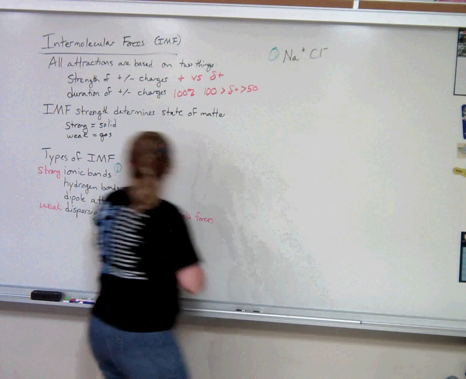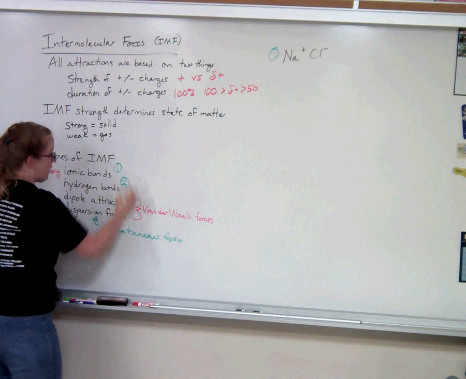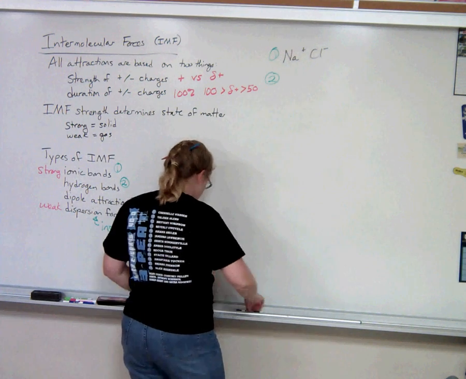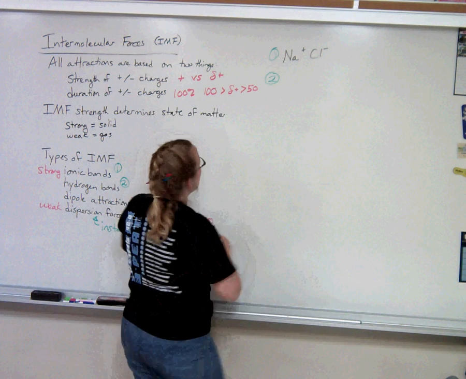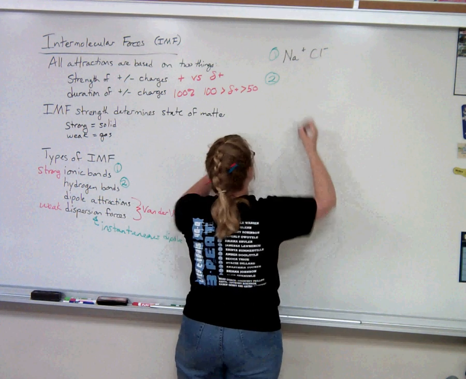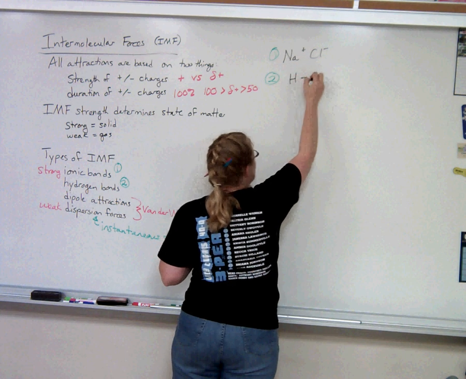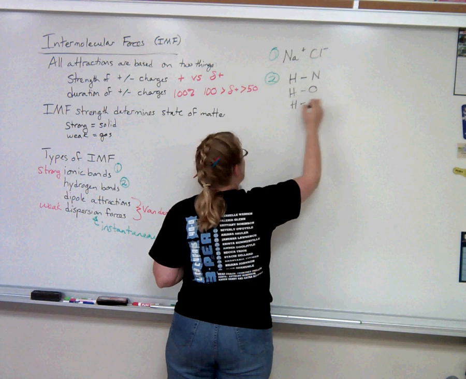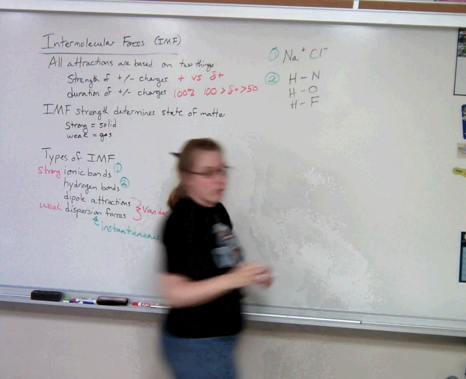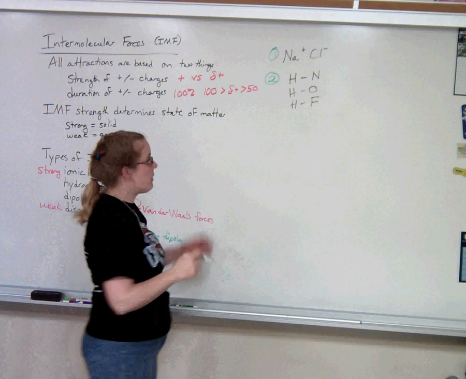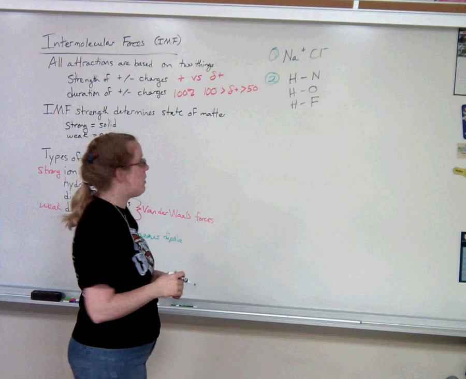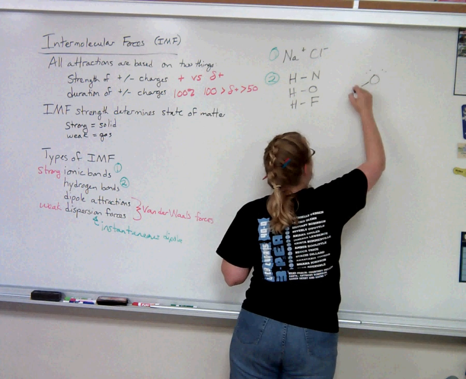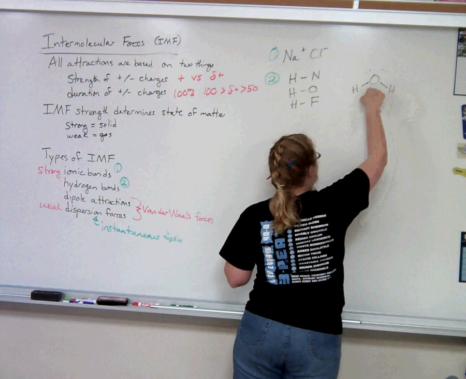Second, hydrogen bonds. Hydrogen bonds are very specialized intermolecular forces, and they only occur when you have hydrogen, and the hydrogen has to be bonded to a certain element. You have to have a hydrogen bonded to a nitrogen, a hydrogen bonded to an oxygen, or a hydrogen bonded to a chlorine. Those are the only times that you have hydrogen bonds. Just because there's a hydrogen there does not mean it's going to be a hydrogen bond. For example, water has hydrogen bonds because it's oxygen bonded to hydrogen.